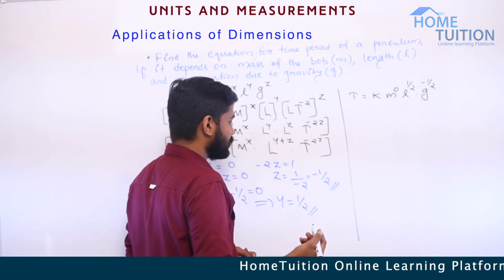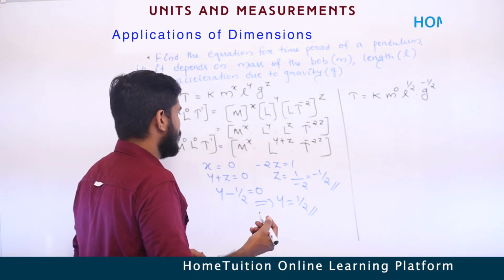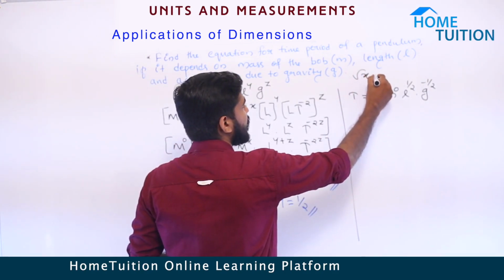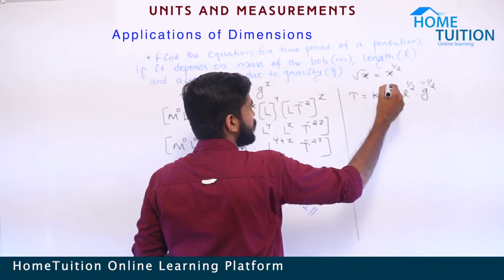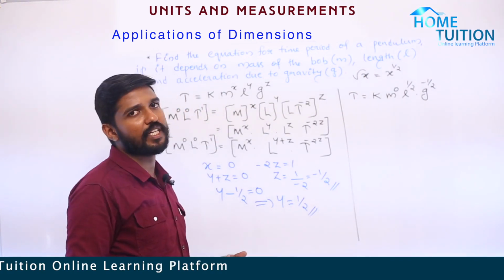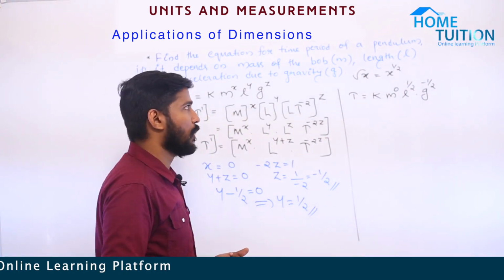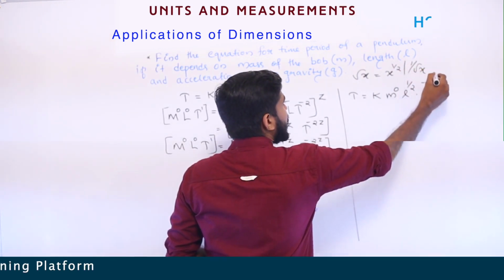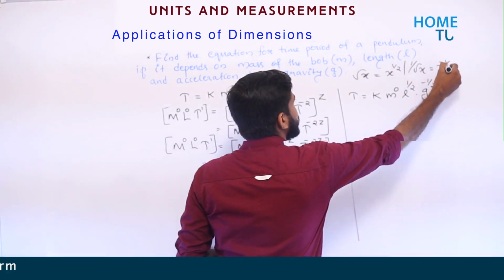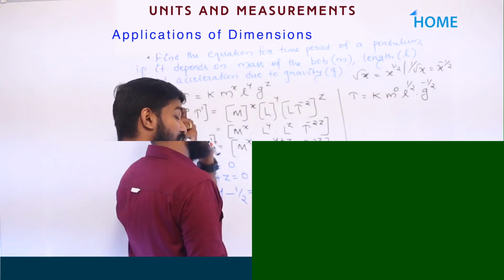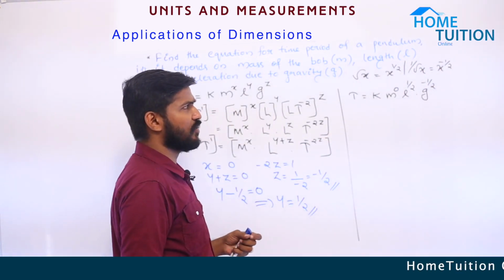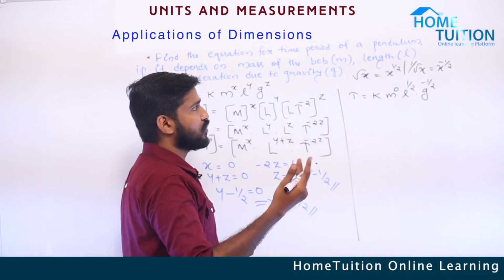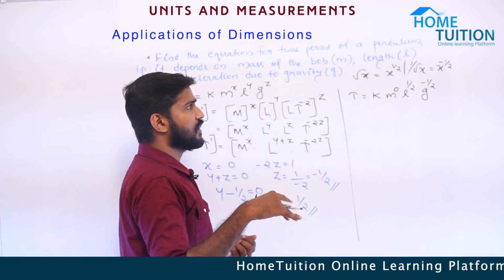Listen. See, actually root x can be written as x raised to 1 by 2. And 1 by root x can be written as x raised to minus 1 by 2. This is simple mathematics. Okay. So root x equals x raised to 1 by 2 and 1 by root x equals x raised to minus 1 by 2.